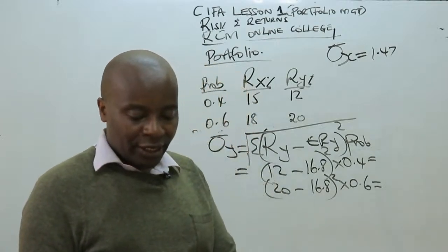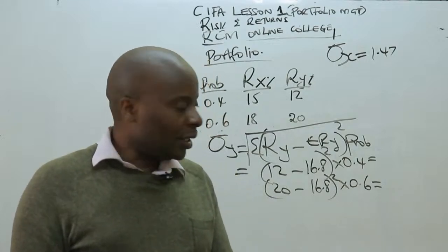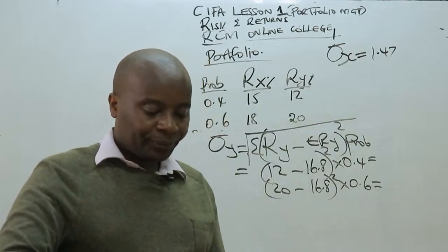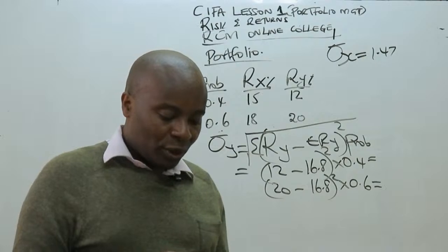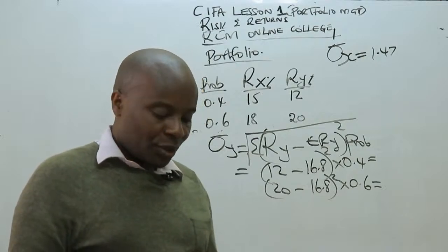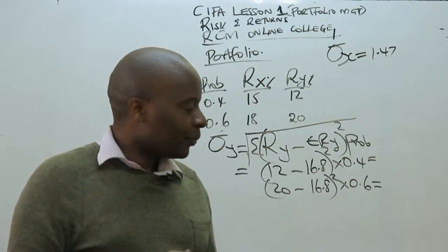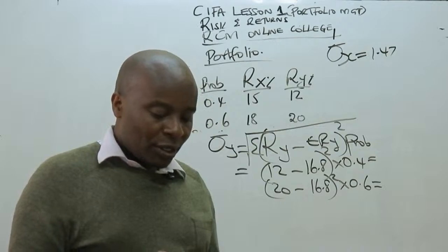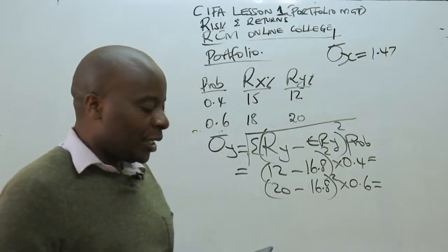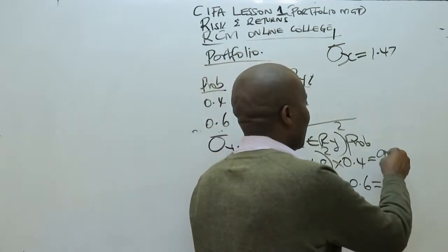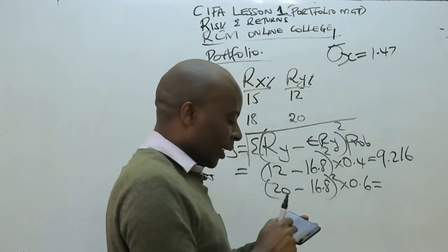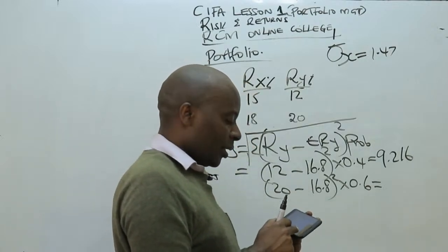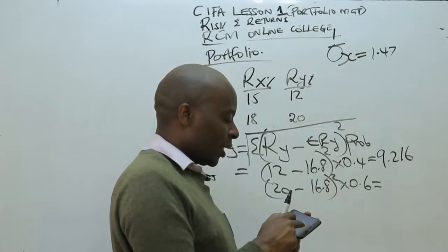What do we have there? Give us figures, ladies and gentlemen. We have open brackets, 12 minus 16.8, close brackets, squared, times 0.4. If you say times 0.4, I'm able to see 9.216. And then, ladies and gentlemen, I have the next one, which is 20 minus 16.8, squared, times 0.6.